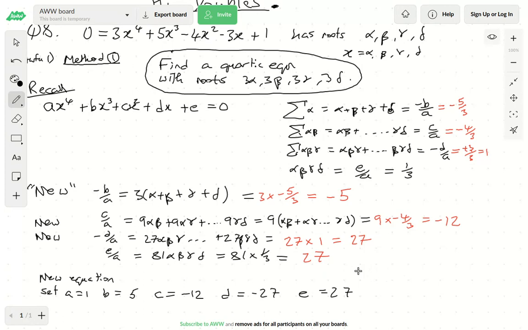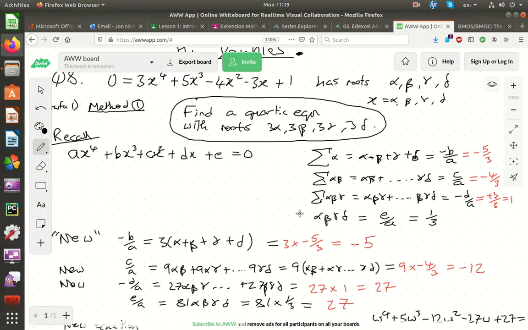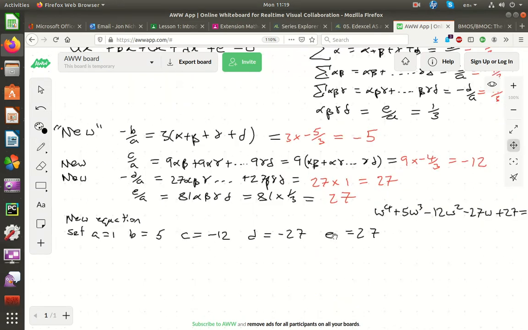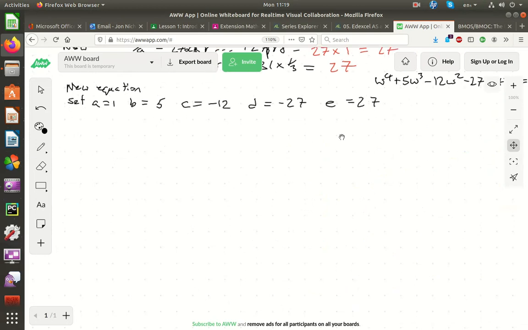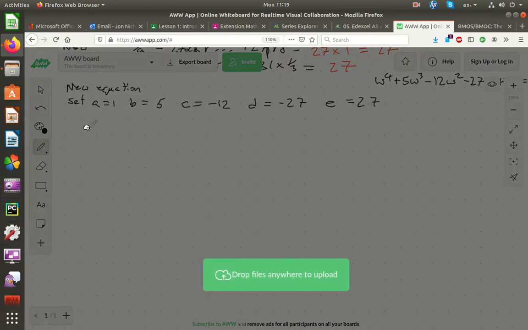And now we have the answer, w to the 4 plus 5w cubed minus 12w squared minus 27w plus 27 equals 0. That should have exactly the properties we want. Basically, all the roots are trebled. Okay, why don't I like that method? Well, let me talk about method 2, because to me it just makes more sense. It's not that method 1 doesn't make sense, it's just that method 2 is quicker as well.